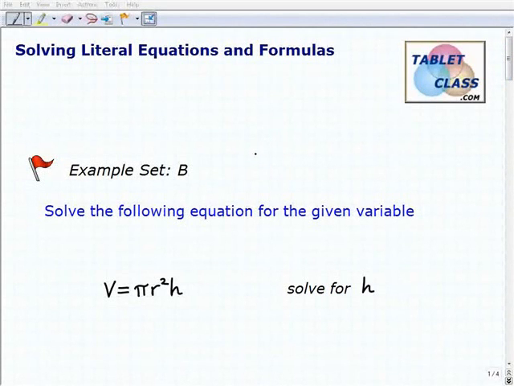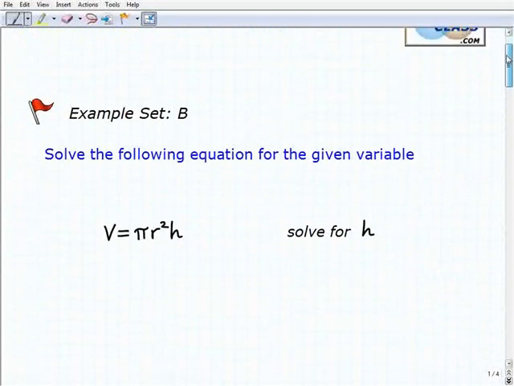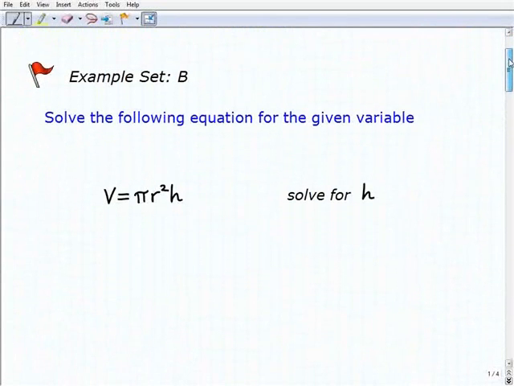This is our second example set B, and I'm going to go ahead and assume that you've watched the lesson and tried the previous example sets. I think it's really important to build yourself up to more challenging problems here. So hopefully at this point you understand the concepts and you've been pretty successful with the more basic problems.